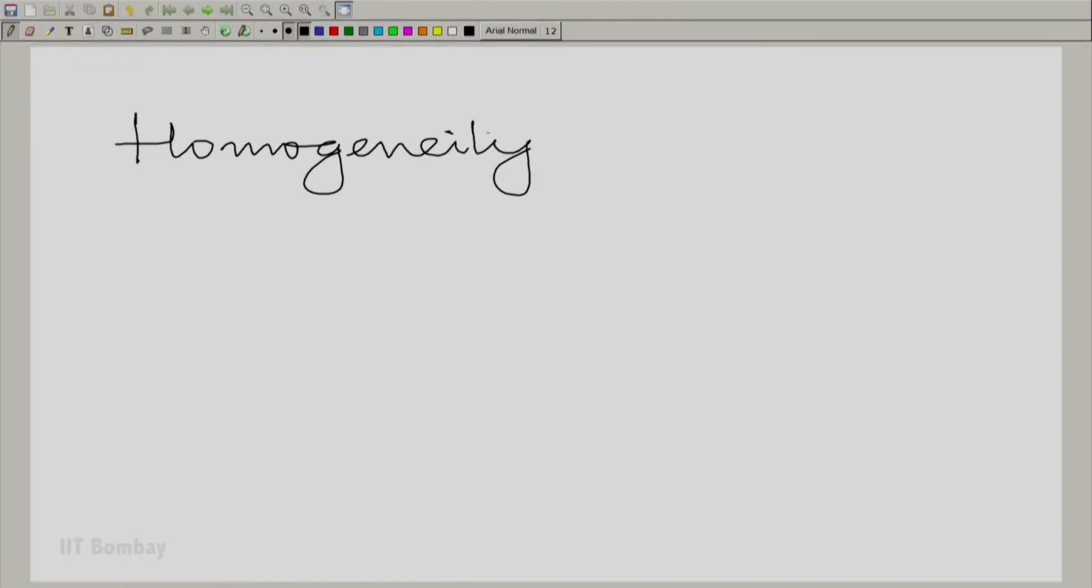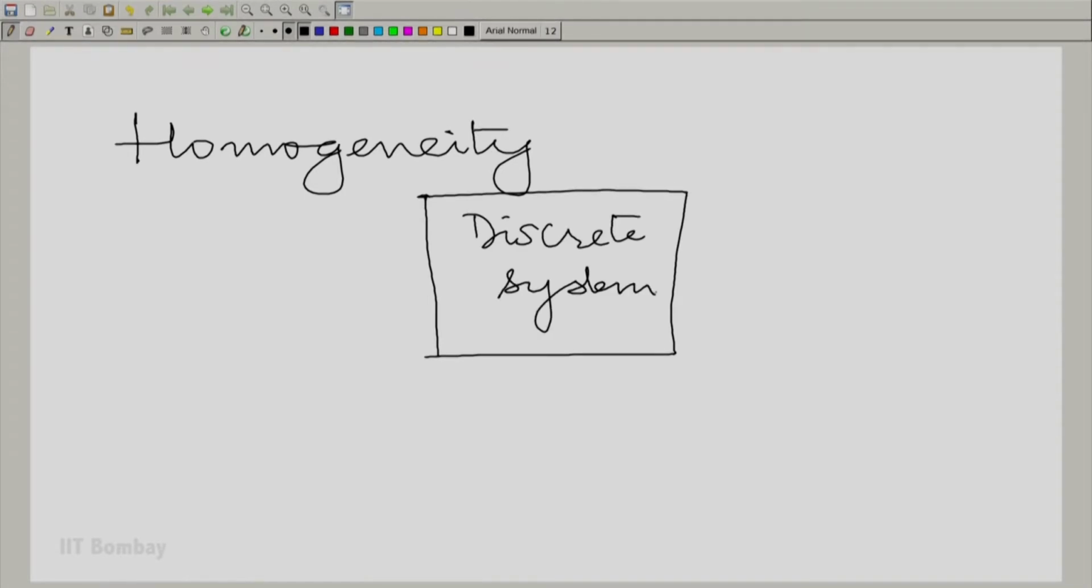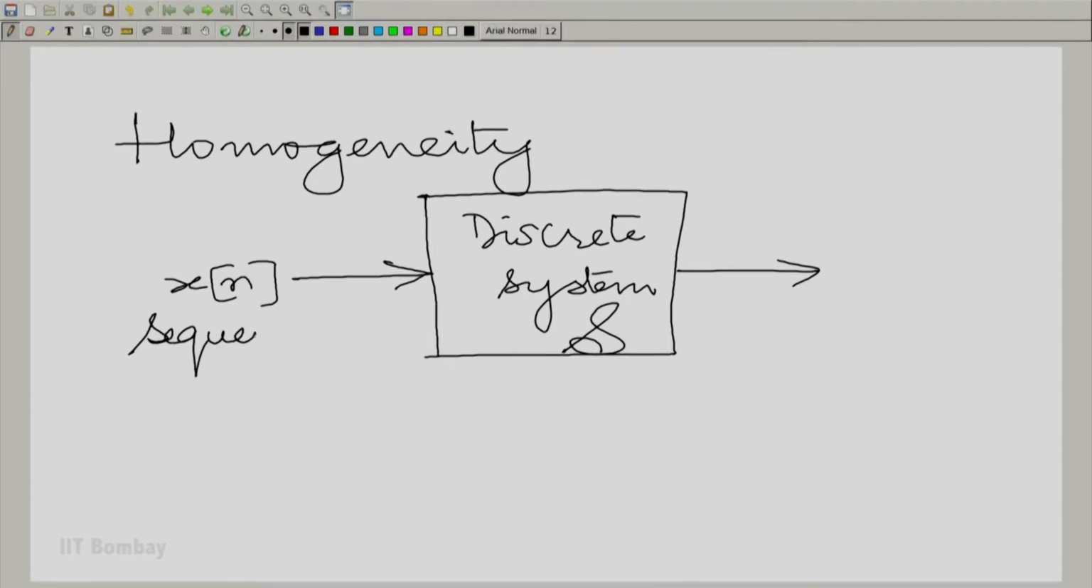Now, recall that homogeneity in the context of continuous variable systems involves scaling the input by a constant. So, here too we take a discrete system, let us call the discrete system S. We give to it the input x of n. Now, please note that x of n is a whole sequence. It is a discrete signal, as you might call it, a whole sequence producing the output y of n, again a sequence. Now, it is a sequence mapped to a sequence.